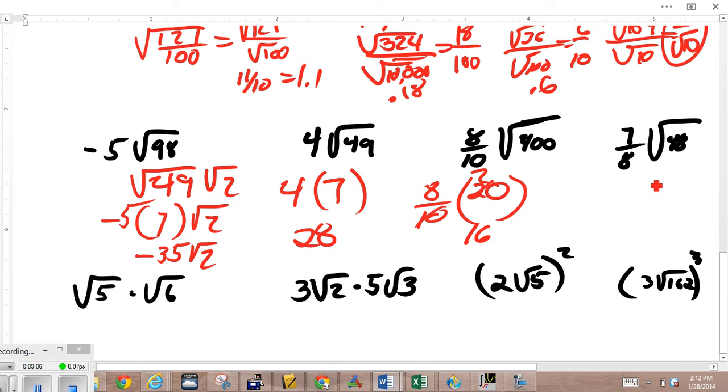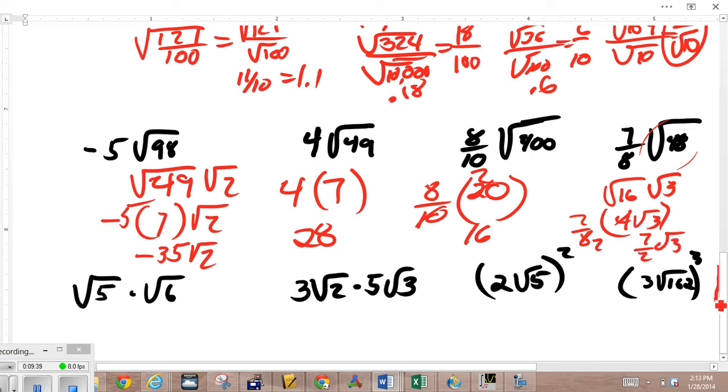7/8 times the square root of 48. Well, I think we did the square root of 48 before. We've recognized that 48 was 16 times 3. So just the radical part becomes what? It becomes 4 times the root of 3, times 7/8. So now we'll simplify it, okay? The 4 goes into the 8 twice, so I can have 7/2 the root of 3, and that would be the final answer. I'd leave it at that, okay?